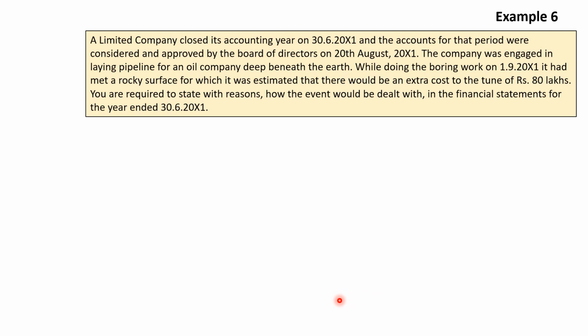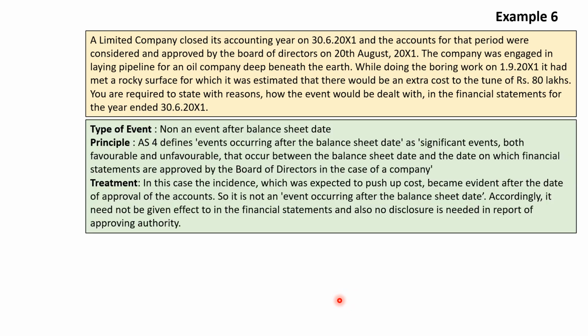The current event, although it is increasing the project cost, is taking place on 1st September, that is after 20th August. So it need not be considered as an event occurring after the balance sheet date. It will have to be accounted in the next accounting year itself. So it is not an event after the balance sheet date. The treatment is, in this case, the incidence which was expected to push up the cost became evident after the date of approval of the accounts. So it is not an event occurring after the balance sheet date. Accordingly, it need not be given effect to in the financial statements.